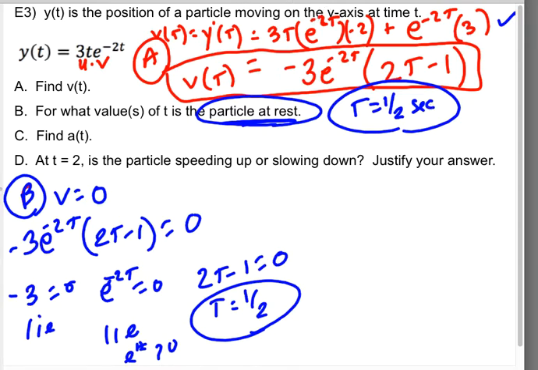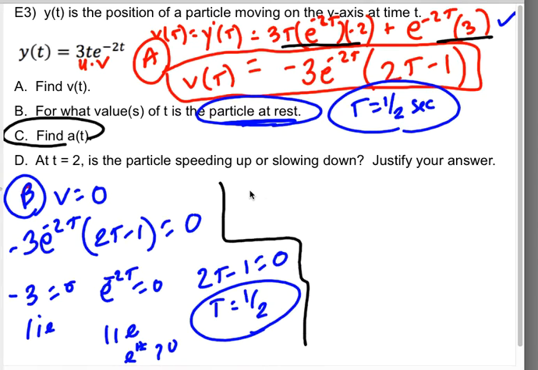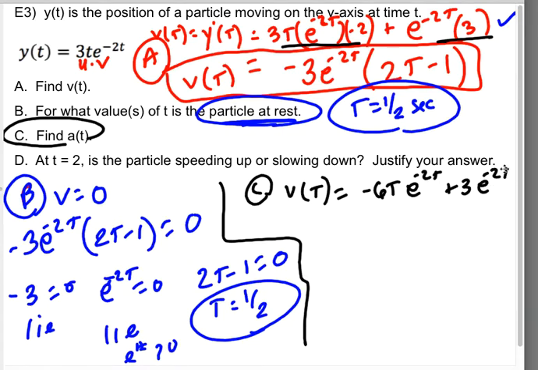I was then asked to find A of t, which is going to involve differentiating again, so yay, more product and chain rules. It's up to you. You can either use this version that you have, right, or you can use the version that looks like this. I don't really care. So if you had cleaned up your v of t a little bit up here without factoring, you would have gotten that v of t was a negative 6t e to the negative 2t plus a 3e to the negative 2t. I don't care if you use this version or this version. Either way, you're going to have a product rule. So if I do it this way, I have a product rule here and no product rule here.